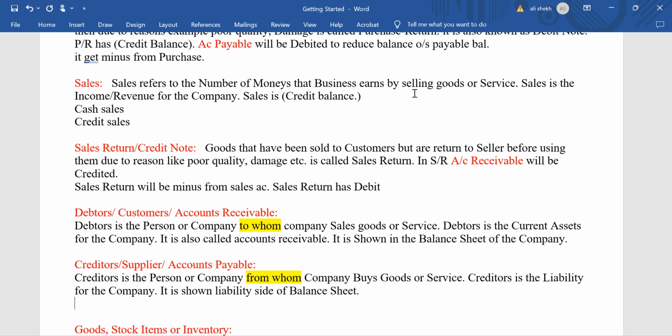Okay, next, what are debtors, customers, or accounts receivable? A debtor is nothing but the person or company to whom the business sells goods and services. Debtors, customers, or accounts receivable, all are one and the same.